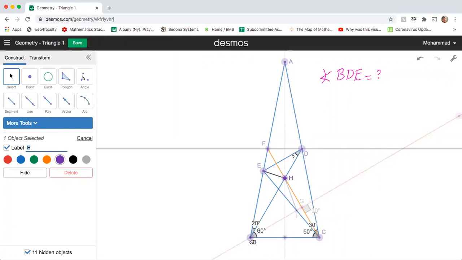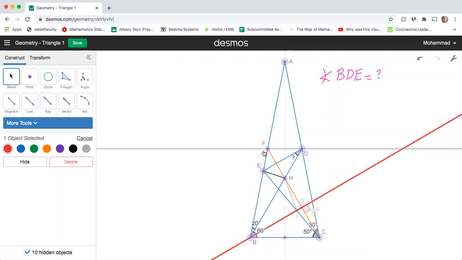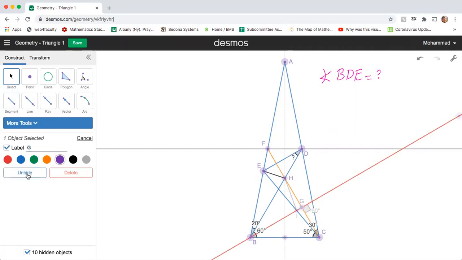Draw a perpendicular through B onto the segment FC. Call the intersection with FC G. And so this angle is 90 degrees. Call the intersection of the perpendicular line we just drew with the segment EC point I. And connect I to H.